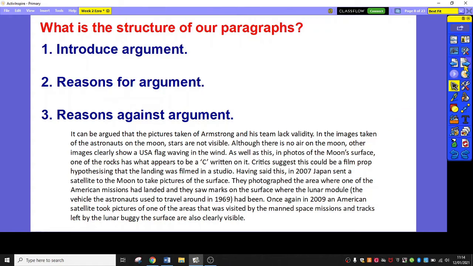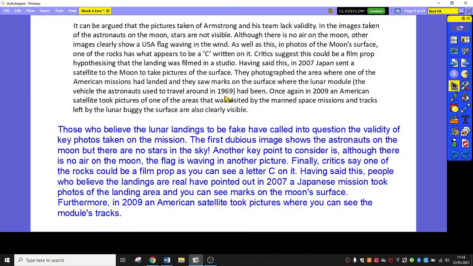So what could that look like? Well, again, I've taken the waggle and I've taken the essence of each sentence using my mimicking, our level 1 and 2 mimic, and I've created this. So those who believe the lunar landings to be fake have called into question the validity of key photos taken on the mission. The first dubious, which means sort of unsure, unclear, possibly faked image, shows the astronauts on the moon, but there are no stars in the sky. Another key point to consider is, although there is no air on the moon, the flag is waving in another picture. And I've managed to get my subordinating conjunction in there in the form of although.